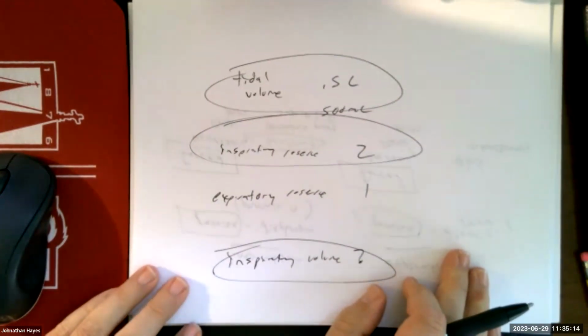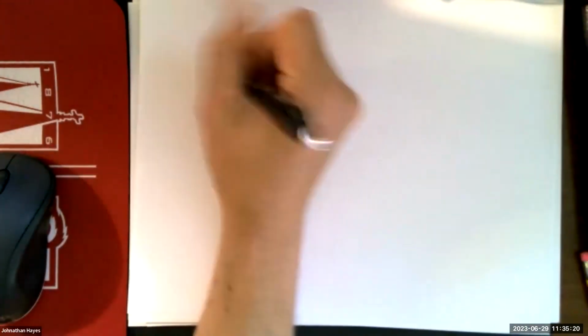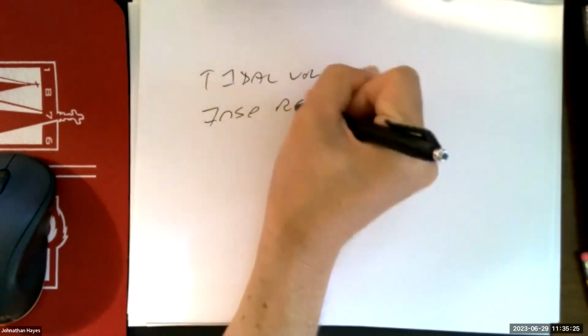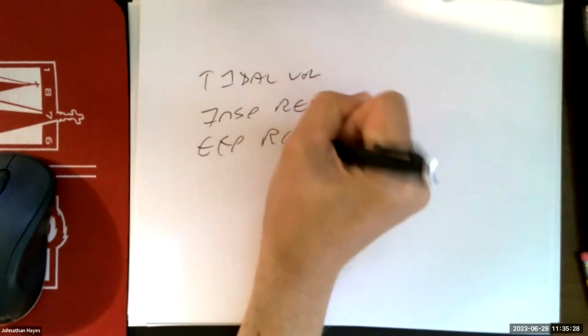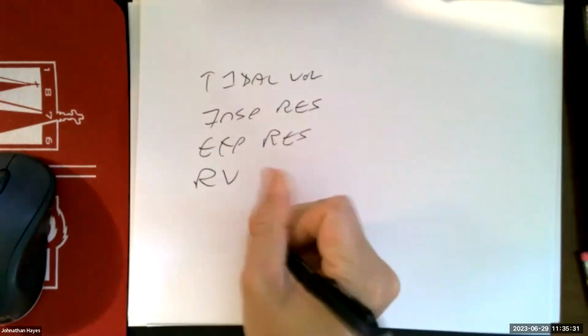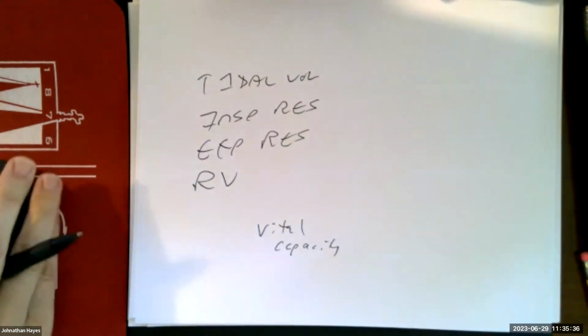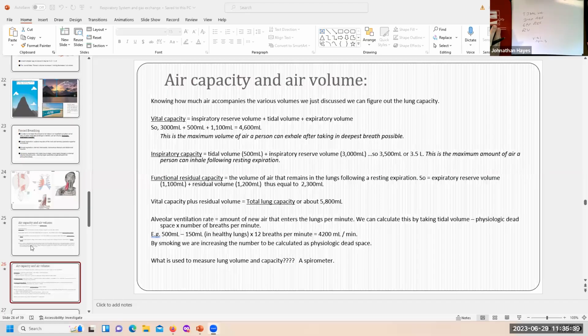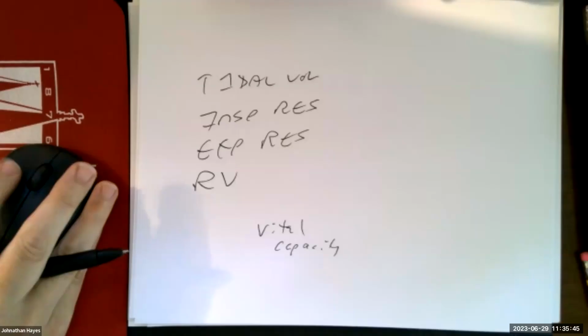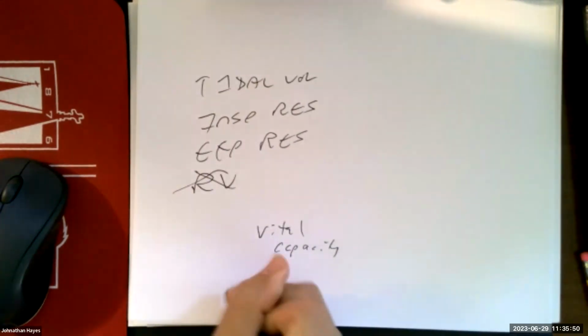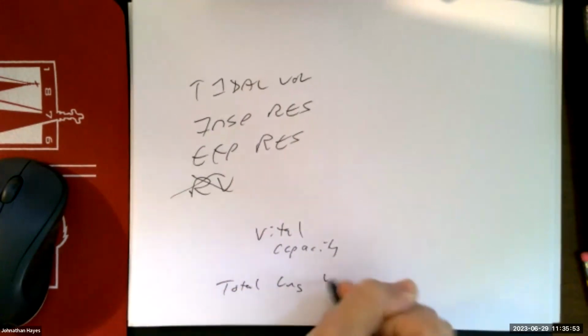Or I might say, what is vital capacity? So I might end up giving you tidal volume, inspiratory reserve, expiratory reserve, I might give you residual volume, and then I'll say calculate vital capacity, right? And so again, if you know what the definition of vital capacity is, let me show you right here. It's inspiratory reserve plus tidal volume plus expiratory reserve, right? So I gave you residual on here. You don't need that for this. But if I said, give me total lung volume, then you would need all four.